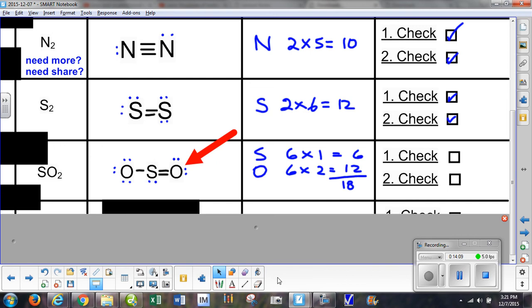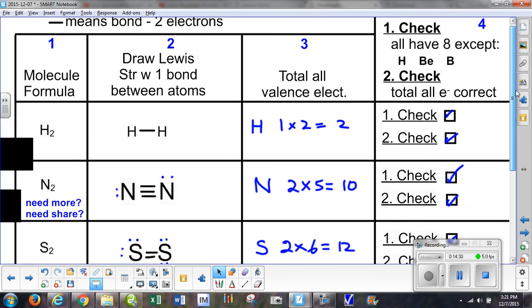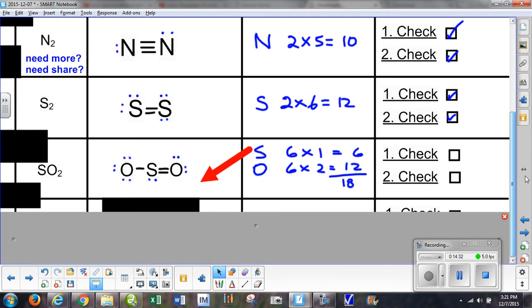And now I check again to see if I have my totals right. 2, 4, 6, 8, 10, 12, 14, 16, 18 total. So with 18 total, do I have 8 for everybody? Now we've got to check that. Okay, our total is correct. And remember from up here, the total is our first check. So I'm going to be able to check that off. And now I want to check off to see if everybody has 8.